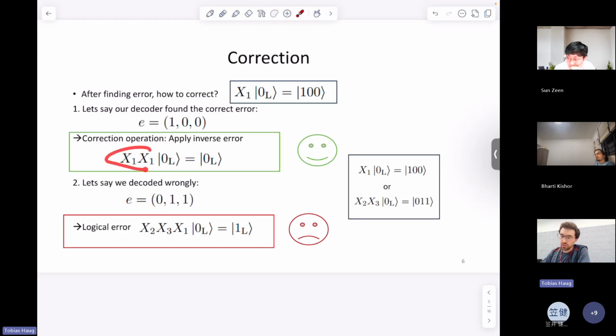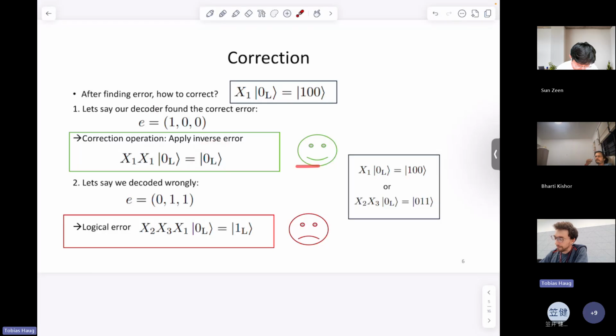And these two will cancel because X times X, they're Paulis, they just give identity. And we're back at our zero logical, which is exactly what we initially started out with. So meaning now, although there was an error, we fixed it and we return to our original state. And you can basically show that this is independent of what we choose initially. So whether we have a zero logical or a one logical or any other linear combination, this will work the same way. So we can fix it. Perfect. So we're back where we want to be.